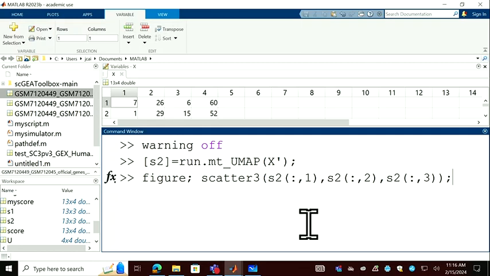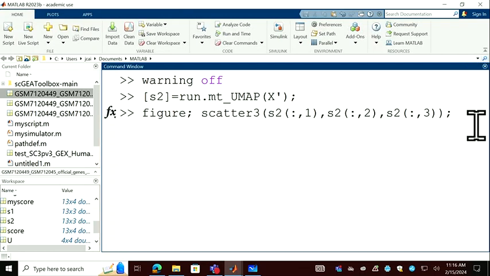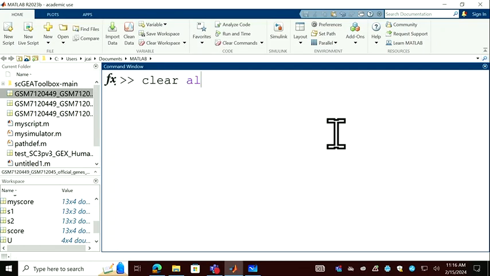Any questions? Now we are going to play with real single-cell data. I will give you this big matrix. This is gene by cell, and then I leave you alone, and you use PCA, t-SNE and UMAP to do this. Okay. So I can close all my, clear all.